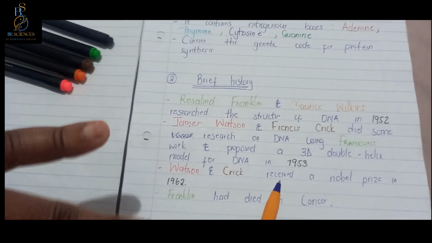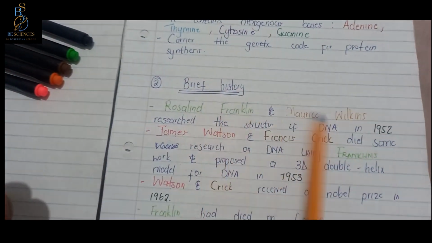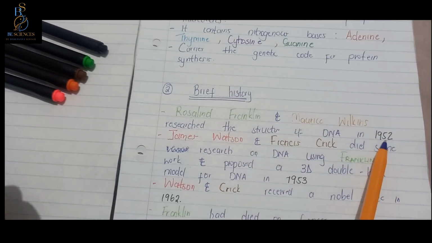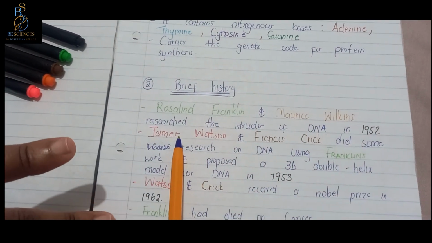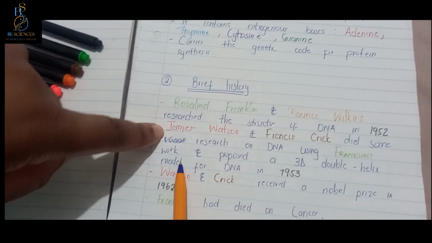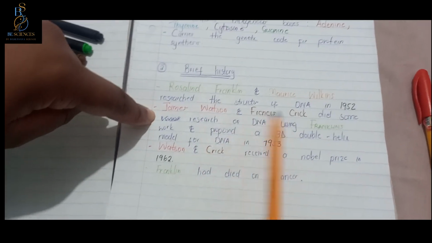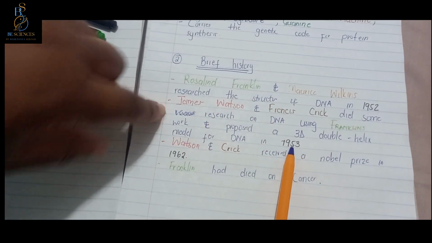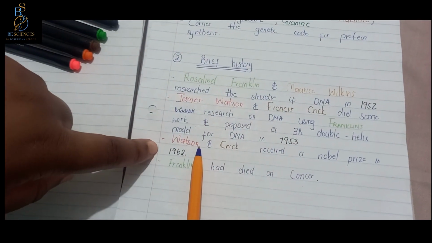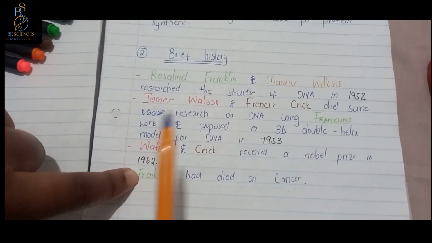So if you can just get this information, you are fine. Just knowing who the main scientists were in which year, and who actually came up with the model, because they are important. They used the work just to get the model. If you can know that these two came up with the model in this year, then you're fine. And then finally just knowing that they received their Nobel Prize in this year.